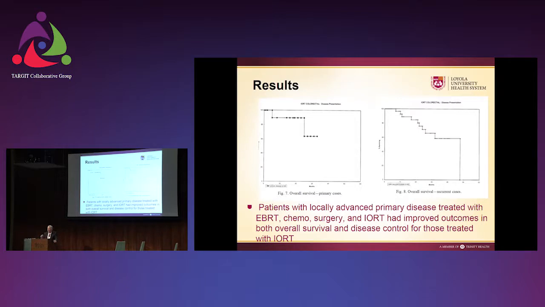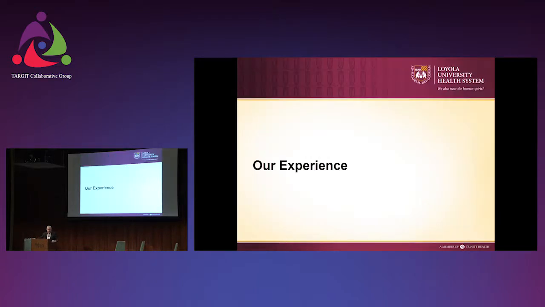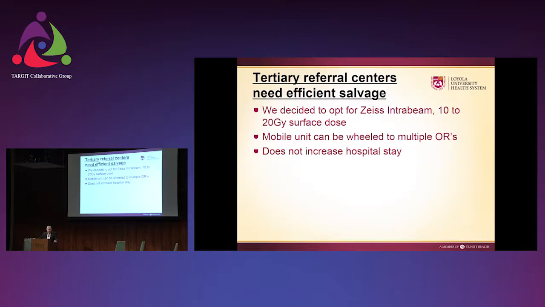So if we're going to do this, we're going to do it at our place, and I'm not going to get an accelerator with an operating room, for sure. I like it. So our experience. We wanted to become a tertiary referral center for effective salvage therapy. We have gotten a fair amount of referrals because we have this and because we're willing to use it, because not many people in the city were doing it. So we decided to opt for the Zeiss IntraBeam and give 10 to 20 Gy at the surface.